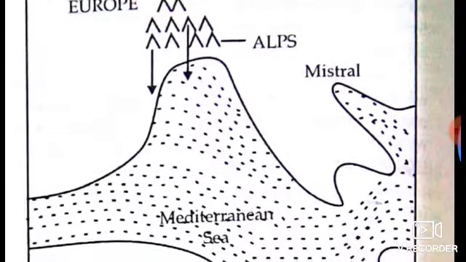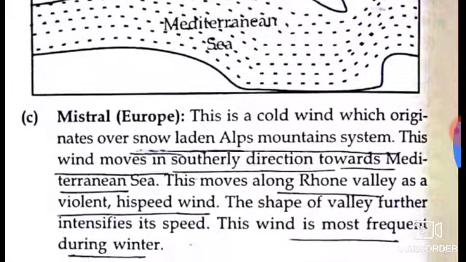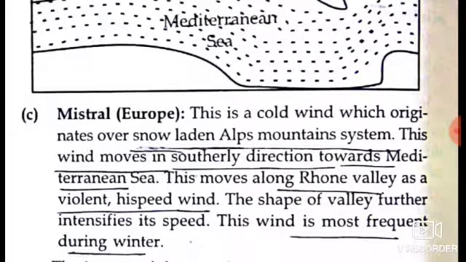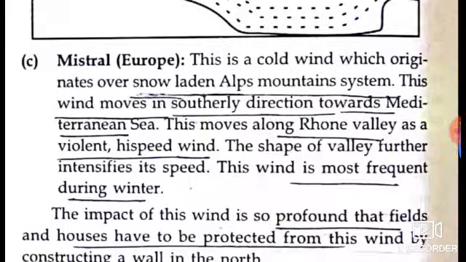Europe, Alps, Mistral, Mediterranean Sea. Mistral. This is a cold wind which originates over the snow-laden Alps mountain system. This wind moves in a southerly direction towards the Mediterranean Sea. It moves along the Rhone Valley as a violent, high speed wind. The shape of the valley further intensifies its speed.